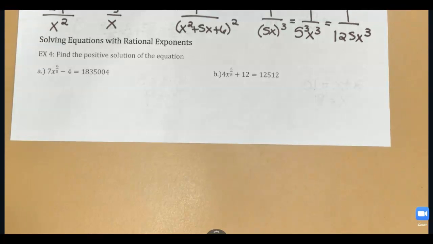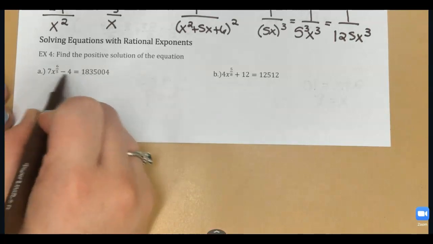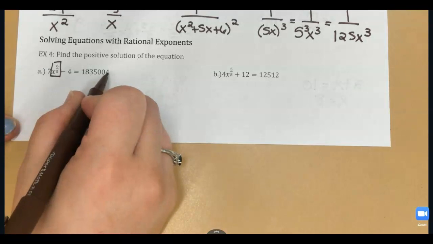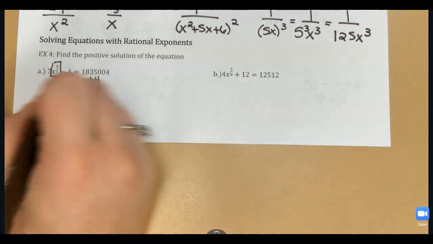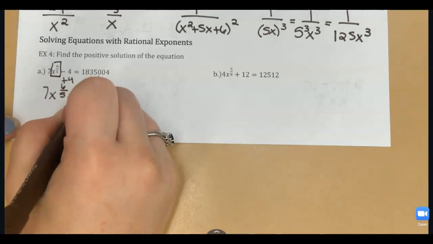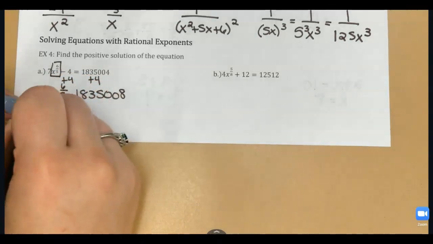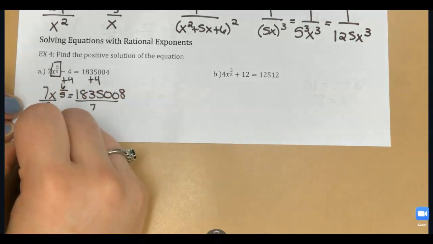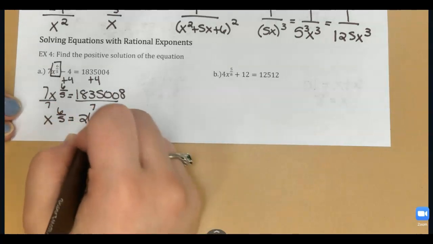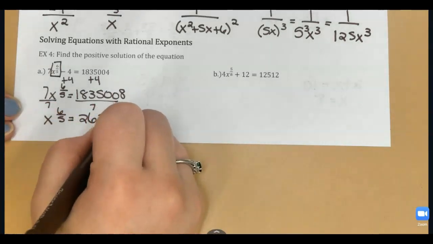Okay, last thing we're going to talk about is solving equations that involve rational exponents. So we're going to start out with these by getting the exponent alone. So the x needs to be alone. So you're going to use your typical Algebra 1 skills to do this. Starting on A, I want to get this alone, x to the 6/5. So the first thing I need to do is add 4 to both sides. And then I'm going to divide by 7. And I get 262,144. These are big numbers.